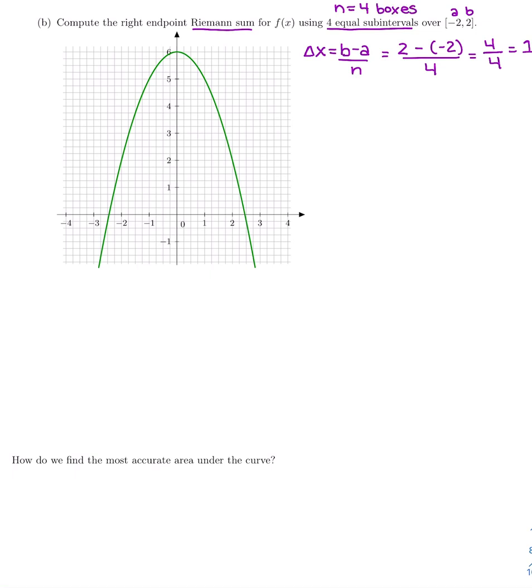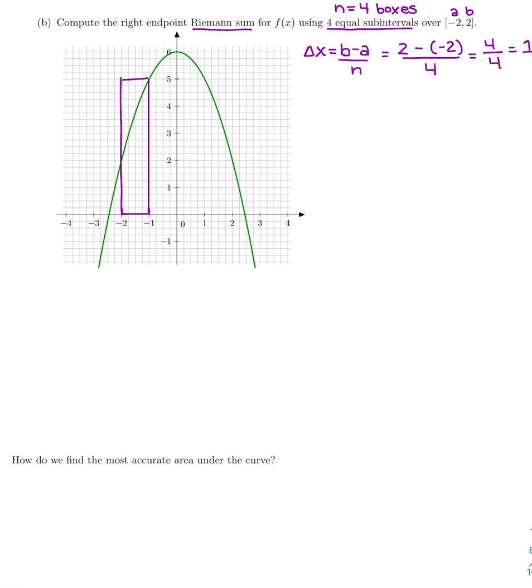We're going to start at our lower endpoint, so we're going to start down at -2 in the x value, and we need to draw something that has a width of 1, which tells me we're going to go from -2 to -1. Now I'm using right endpoint Riemann sums, so I need to be on the right side. So I don't want to use the y value for -2. I want to use the y value that corresponds to -1. So I'm going to follow this line that goes up until I hit the graph on the right-hand side. All right, and that whole box is going to have the height of the right-hand side.